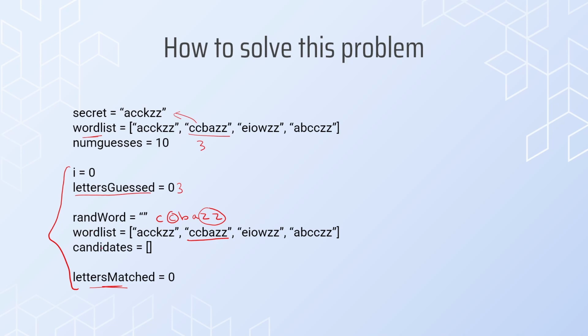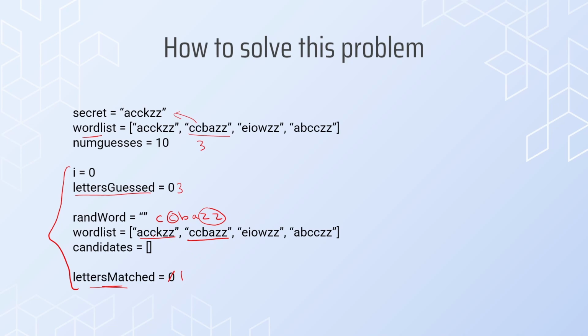Now I loop through every word in word list. In my case, I'll start off with this first word, and I compare it with the random word and every letter in there to see if they're the same or in the right position. So A gets compared to C, C gets compared to C. These two are in the right position, so letters matched becomes a 1.